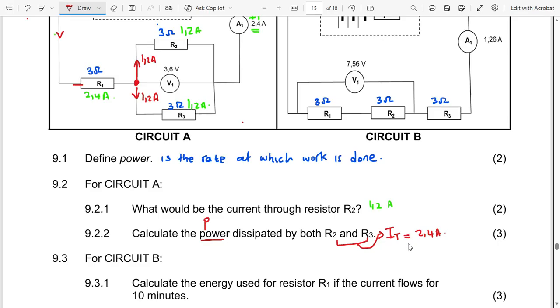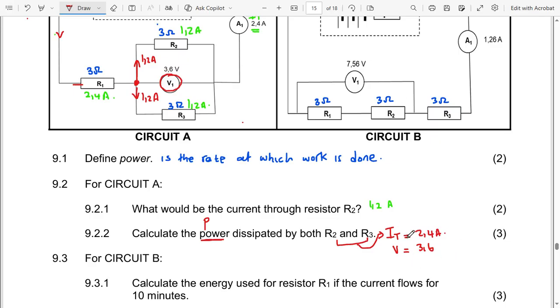So this is what I know so far. Both of them will have the same voltage. You see, this voltage is for both R3 and R2. So they have the V of 3.6. So this is what I know so far.